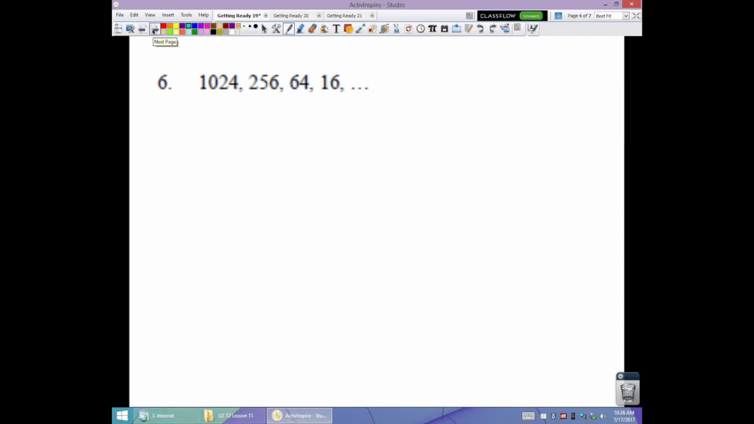Number 6. Again, this one might be one that you had to really think about, work on, if you weren't told that it was a geometric sequence. But we know that, so all we need to identify is a common ratio. Well, if it's not something obvious to you, start at the back with 16. You know this is geometric, so divide by the previous term. 16 divided by 64 is 1/4. If we kept going, 64 divided by 256 is 1/4. And 256 divided by 1024 is also 1/4. Okay, so my common ratio is the 1/4.